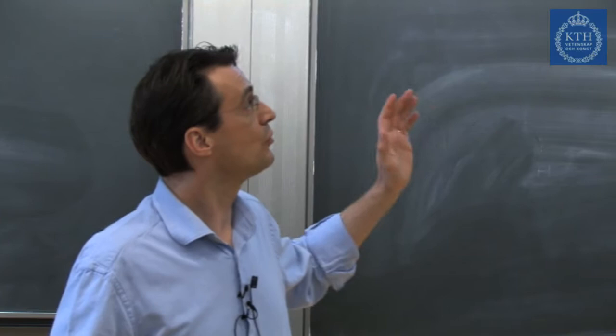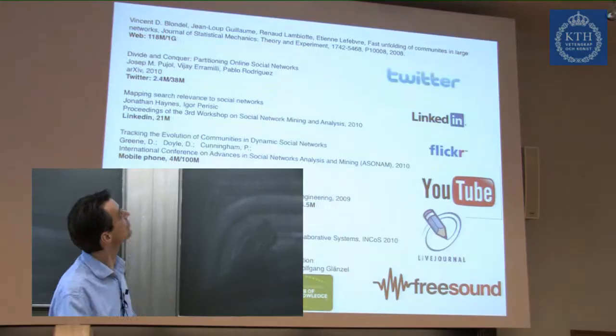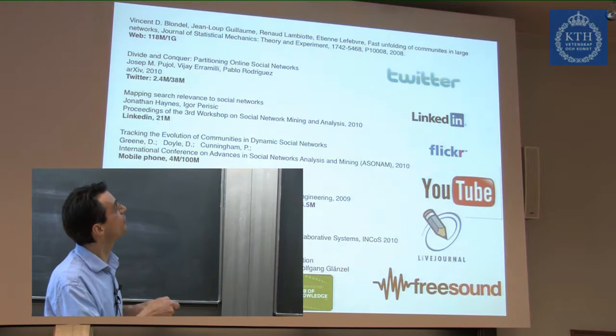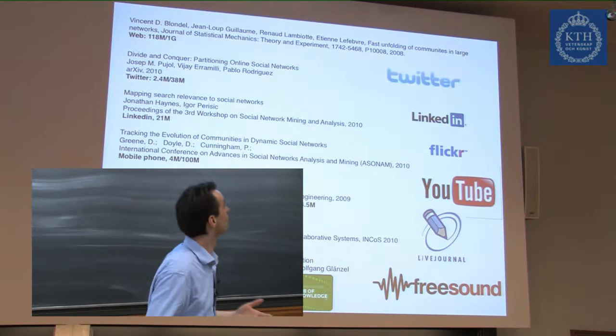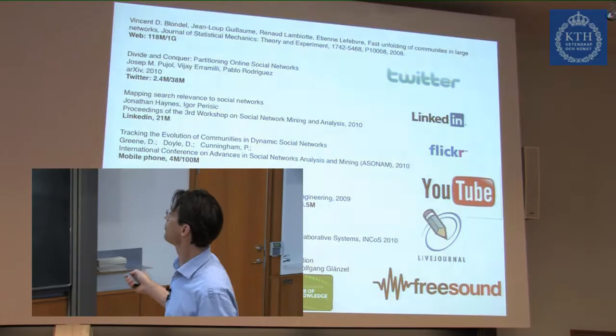But before I do so, let me say a few things about the areas where this method has been applied. The method is described in this paper here. A number of subsequent papers have used the method to analyze different types of large networks, like the ones you see here: Twitter, LinkedIn, Flickr, YouTube, LiveJournal, FriendFeed, Web of Knowledge, which is this data set of citations.